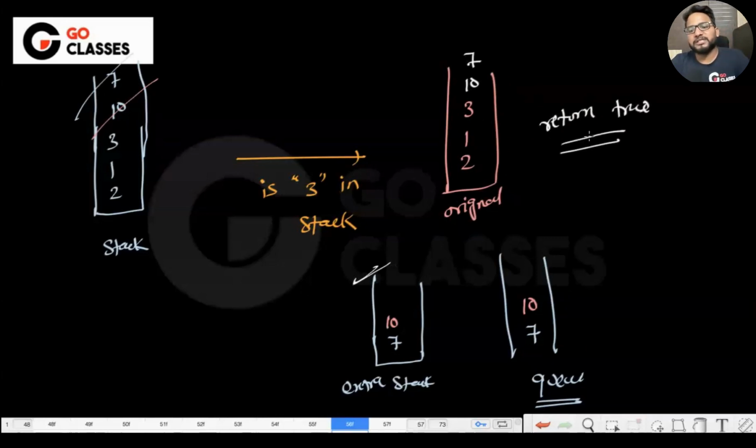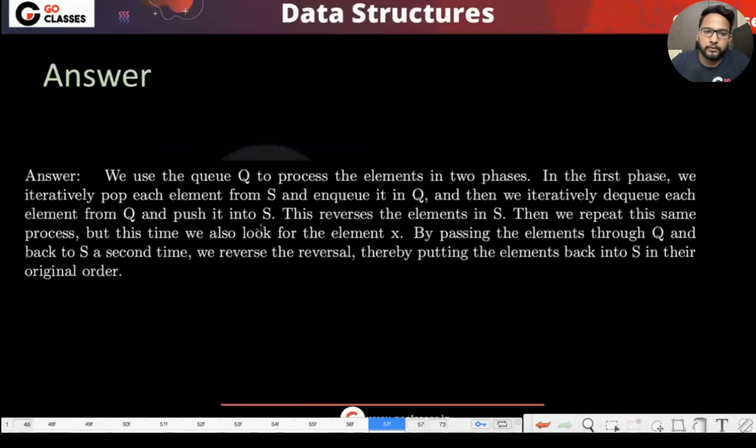Okay, so basically what you can do, we can use a queue to process the elements in 2 phases. Okay, they are using a queue. Let's just see how they are using it. In the first phase, we iteratively pop each element from S and enqueue it to Q, then iteratively dequeue each element from Q and put it to S. This reverses the elements in Q. Then we repeat this same process.